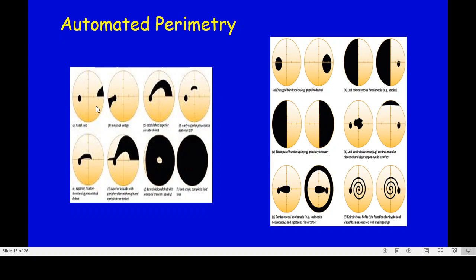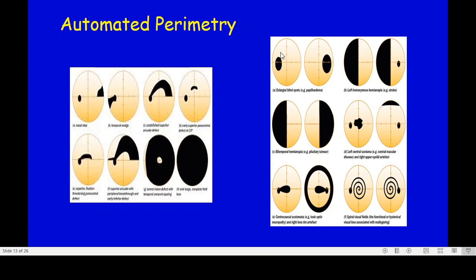If the defect is crossing the horizontal midline, then it's not because of glaucoma. So glaucomatous damage always respects the horizontal midline. You can see all over here, it is respecting the horizontal midline. And here you can see that the horizontal midline is violated. So these changes are seen in neurological diseases.